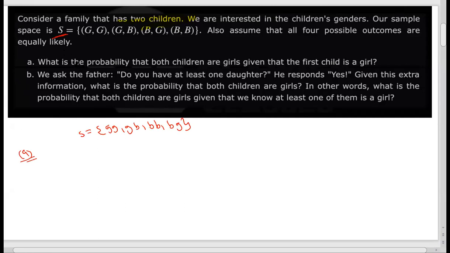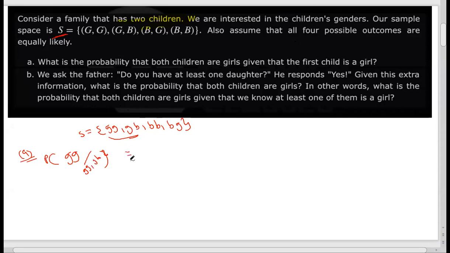Now let's solve the first problem. What is the probability that both children are girls, given that the first child is girl? Both children are girls means GG. What they asked is the probability that both children are girls, given that the first child is girl. So what's the sample space for this? If the first child is girl, we can have two outcomes: GG and GB.